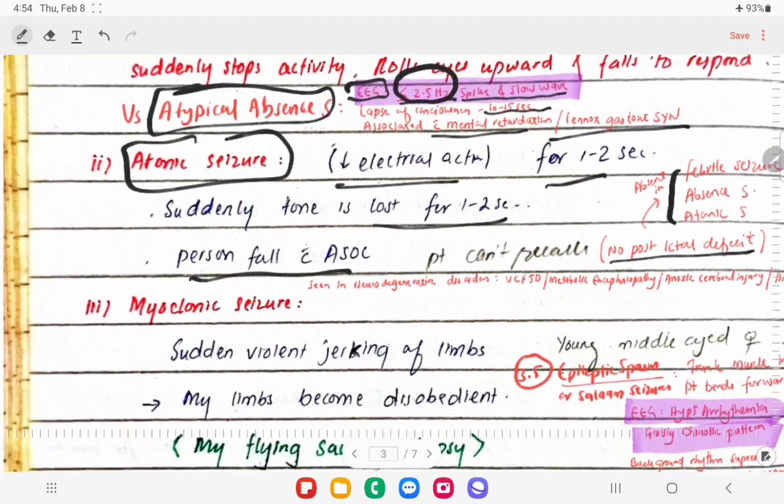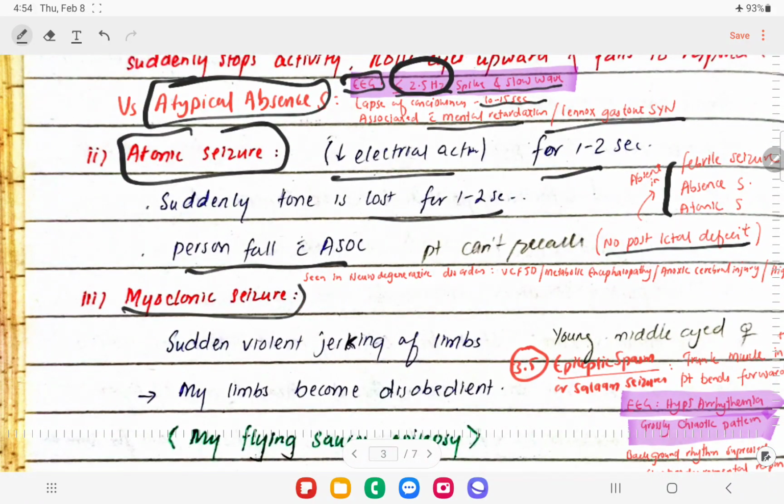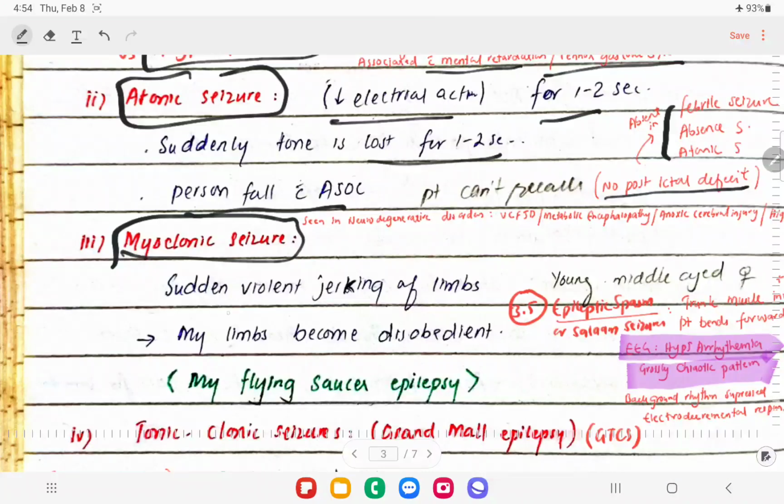So let's talk about the third type, that is called the myoclonic seizures, right? In these patients, there will be sudden violent jerking of the limbs, right? And the patient is going to complain that my limb became disobedient, also called flying saucer epilepsy, right?